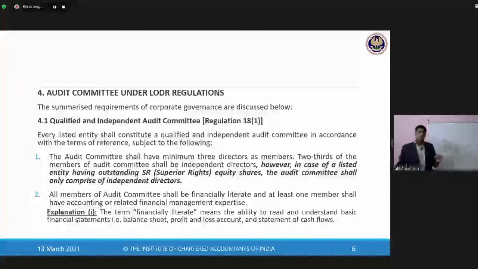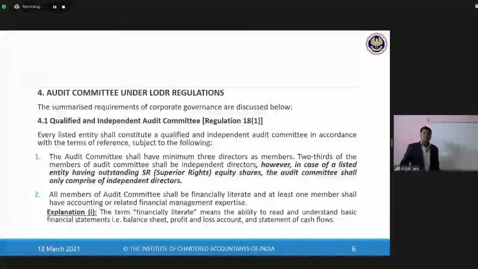That's why it's extremely important that the audit committee, or the members of the audit committee, are qualified. It's extremely important that the audit committee is independent. Now, when we say independent, independence has the same meaning as we discussed in the case of an auditor. Independence, in simple terms, means it has to be free from bias. So let's look at these requirements.